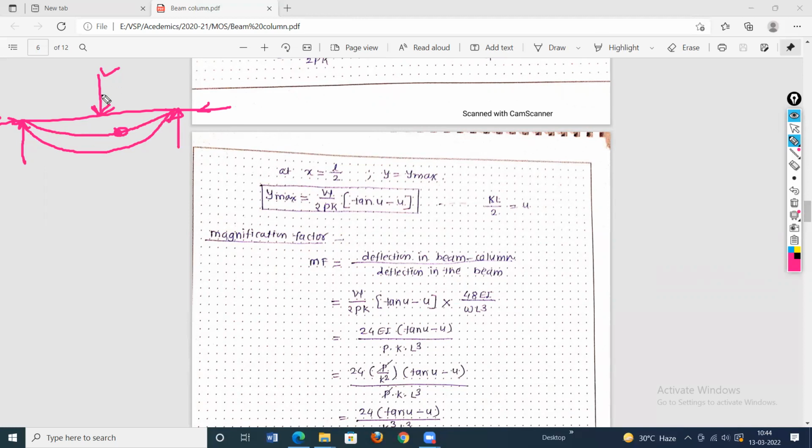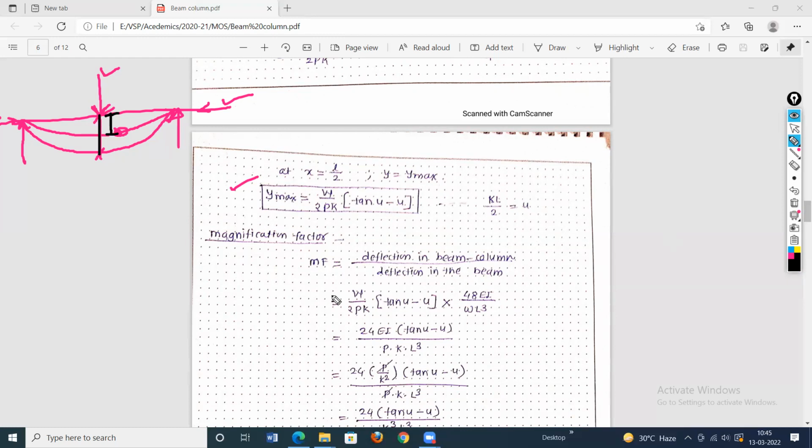And in this buckled state, again an axial load is there. So therefore, there will be further buckling. So this is the maximum deflection because of both lateral loading plus axial loading, and this is given by this equation. Now, the magnification factor is defined as deflection in the beam column, that is this deflection, divided by deflection in the beam only. That is this.